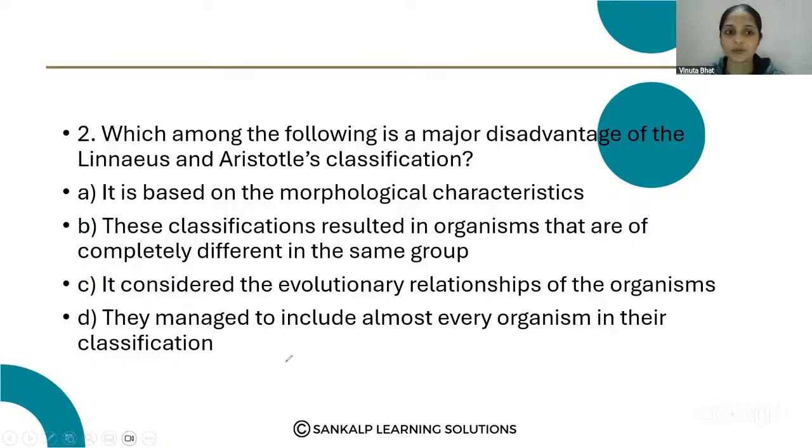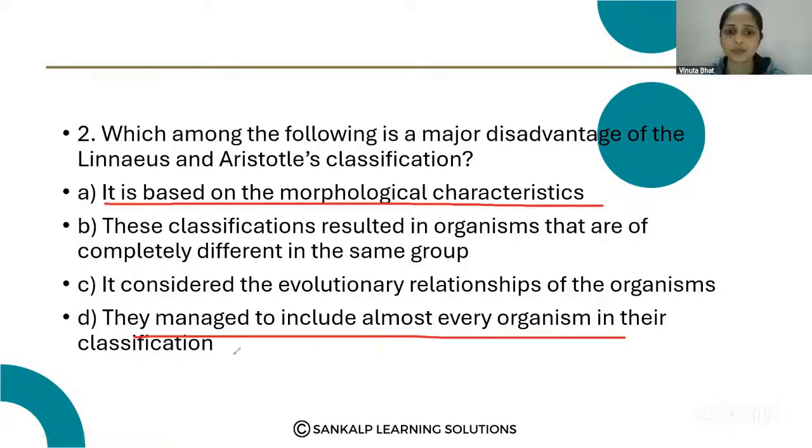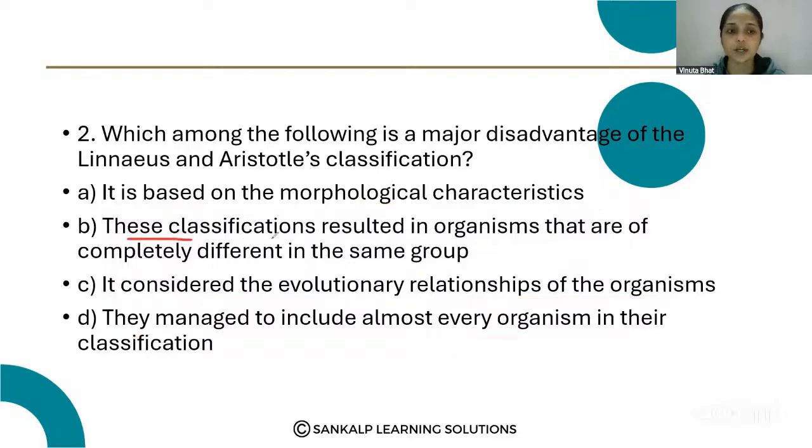Yes, they considered the morphological characters. They managed to include all the organisms discovered on the earth, and it considered the evolutionary relationship of the organisms. But the major disadvantage of this classification is that it resulted in organisms that are completely different being placed in the same group. This is the important one.